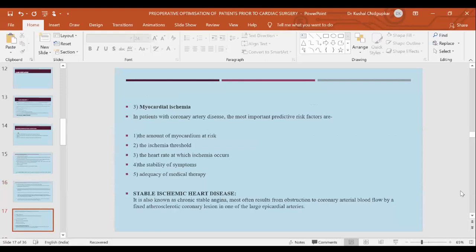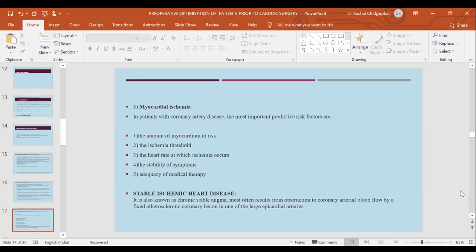In patients with coronary artery disease, the most important predictive risk factors are the amount of myocardium that is at risk, the ischemic threshold, the heart rate at which the ischemia occurs, the stability of symptoms, because if the symptoms worsen, that indicates an embolization or rupture of the plaque, and last is the adequacy of medical therapy. So these 5 points we have to take into consideration when we get a patient of MI.